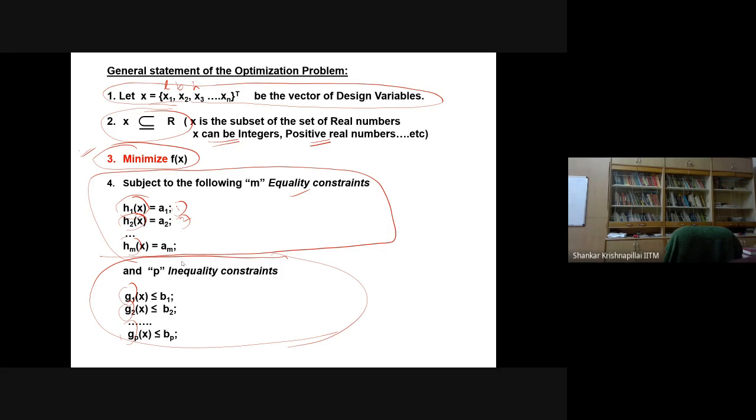So when you use the MATLAB toolbox to solve a problem, you have to give all these things. You have to give the vector of design variables. Then you have to type in the objective function. You have to give the list of equality constraints. You have to give the list of inequality constraints.